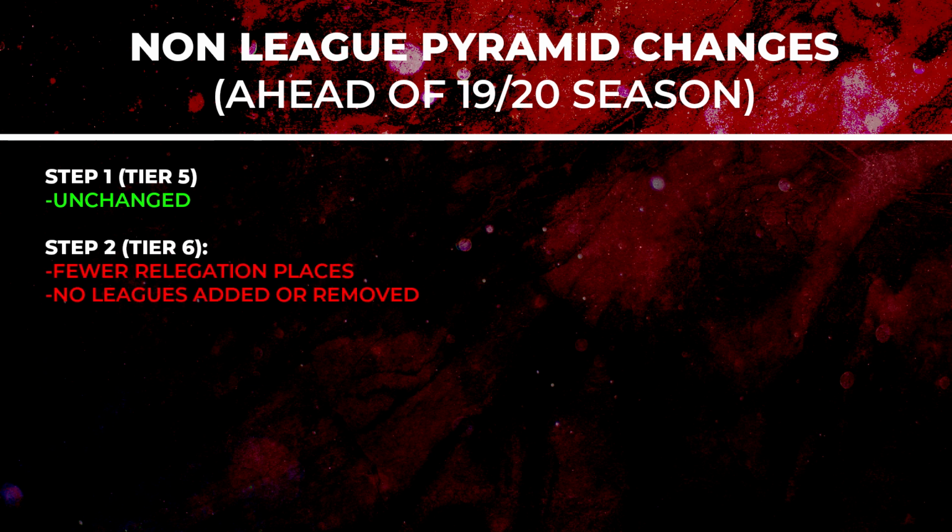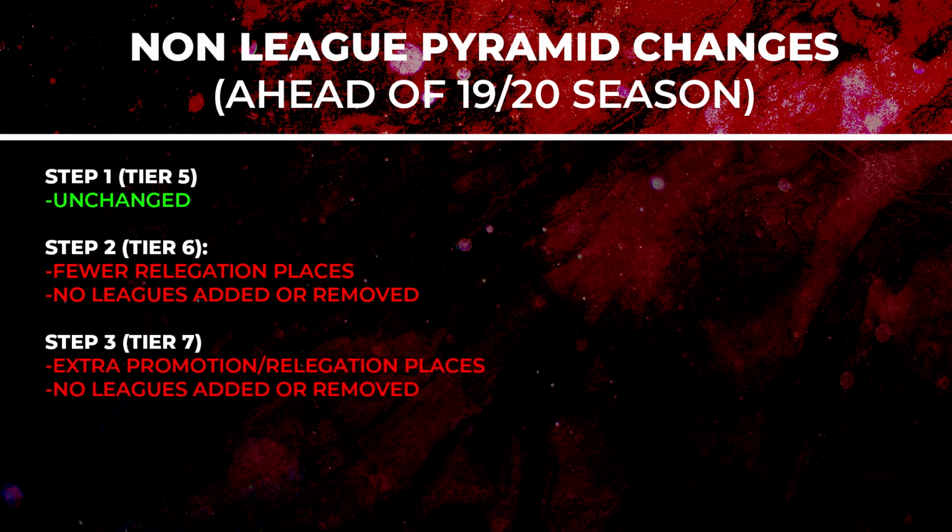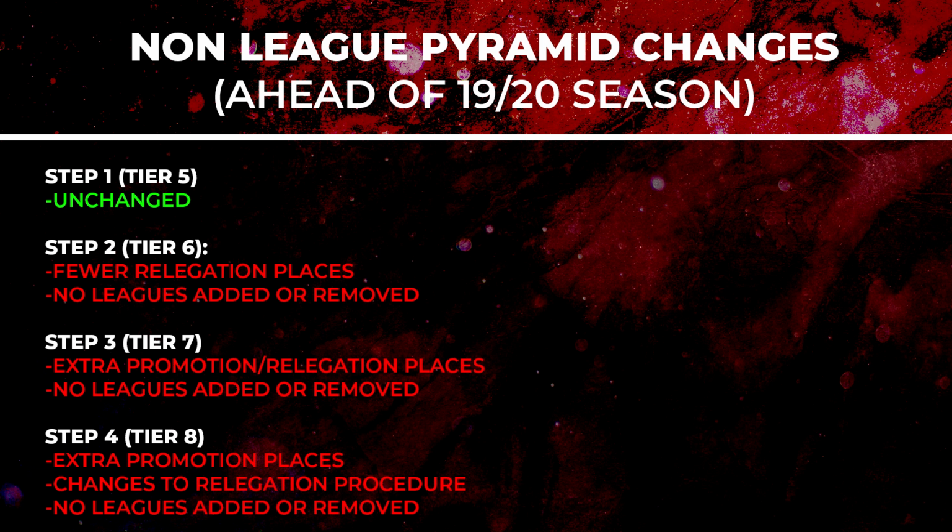Step 2, there are fewer relegation places next season, and that's what's changed. There are no extra leagues added or removed, as there have been in previous and future years in some of the steps of non-league. In step 3, there are extra promotion and relegation places across the leagues and no leagues added or removed. And in step 4, there are extra promotion places and changes to how the relegation actually works, but there are no leagues added or removed. It's going to be these leagues that we'll be looking at today in this video.